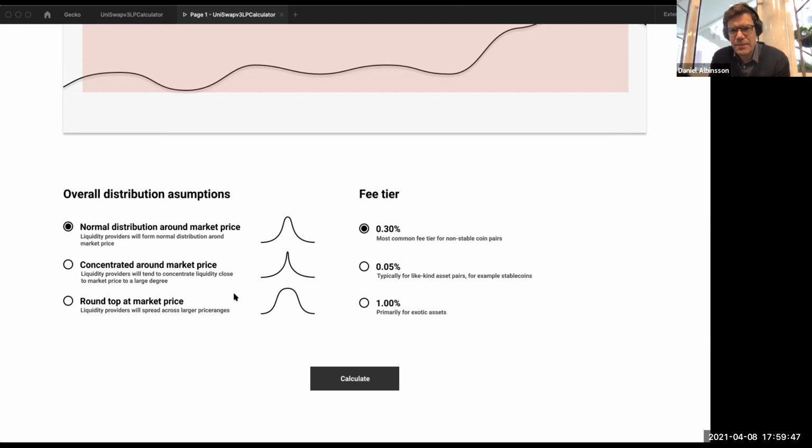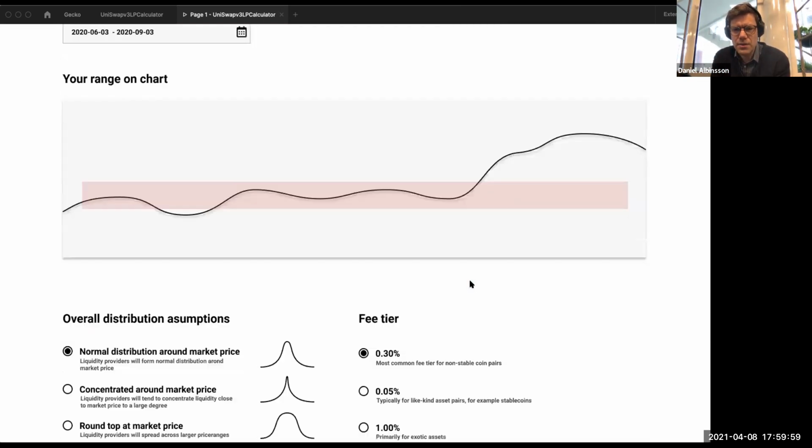And then we have the fee tier. For this, I think where this is most useful is probably in the regular tier, 0.3%. And then we do a calculation.